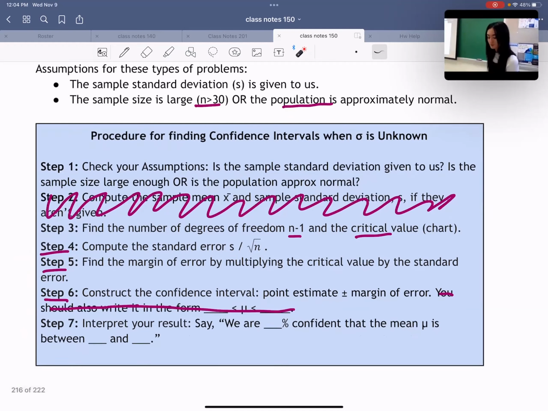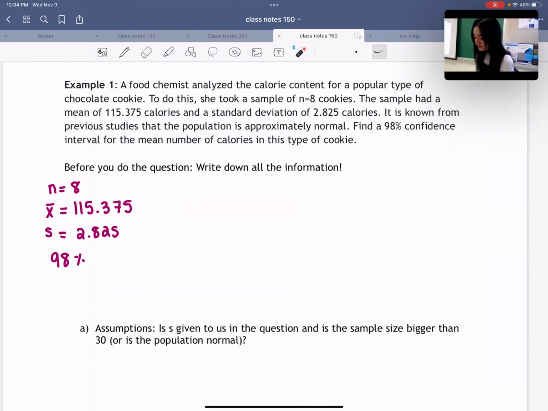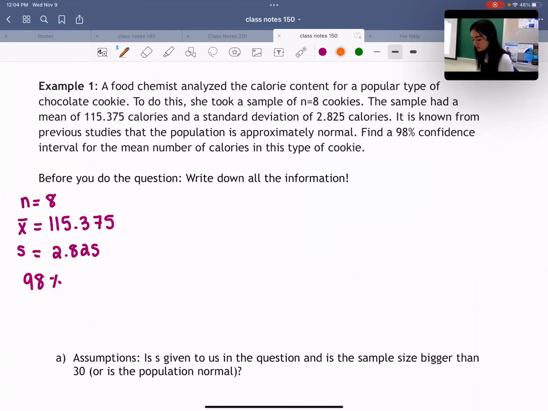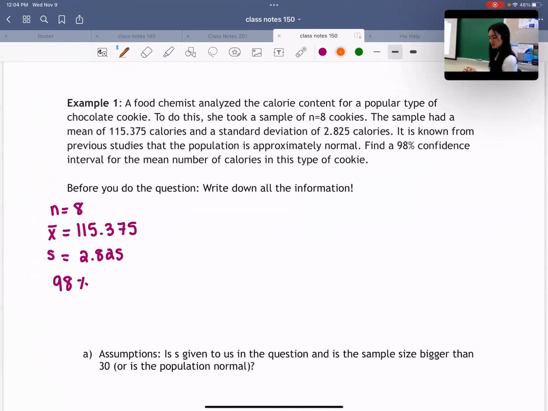All right, so we started example 1, and this was the one where the food chemist was trying to find out how many calories are in a type of cookie. They took 8 cookies and found the sample mean and the sample standard deviation. We know that it's approximately normal, and we want to find a 98% confidence interval.